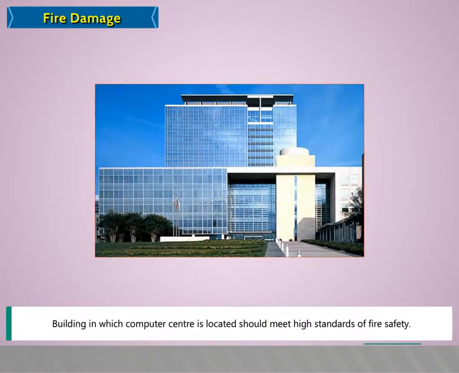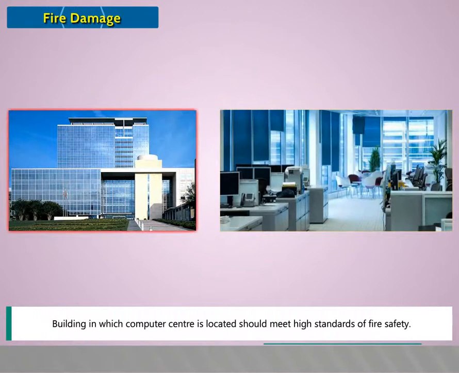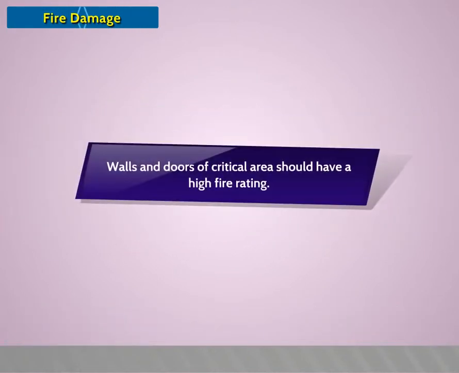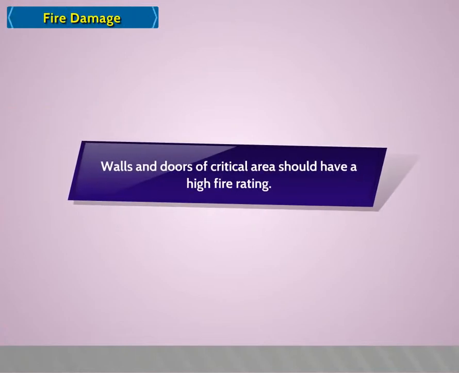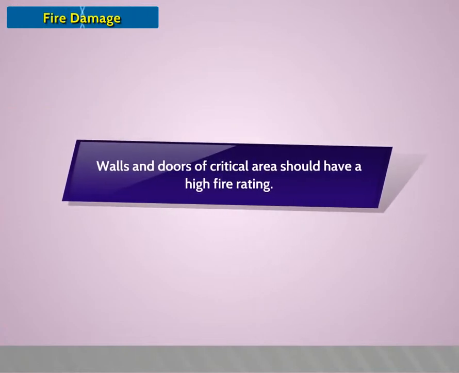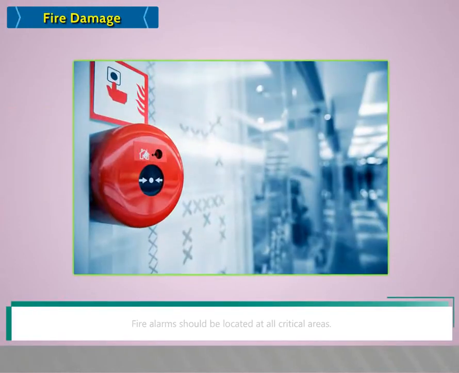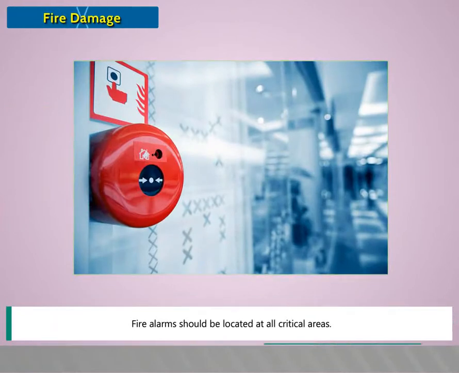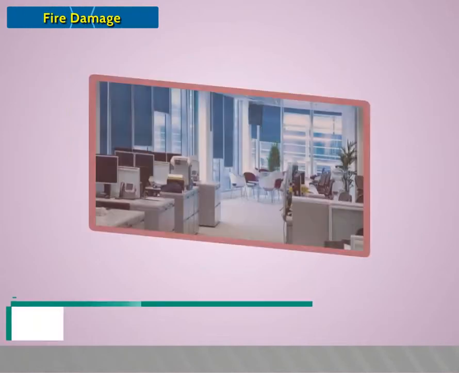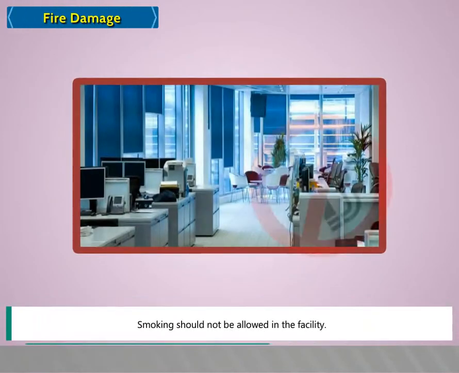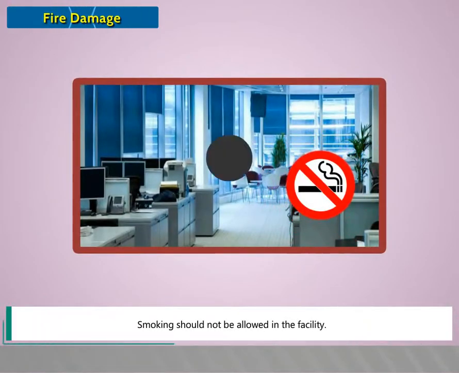The building in which the computer center is located should meet high standards of fire safety. Walls and doors of critical areas should have a high fire rating. Fire alarms should be located at all critical areas. Smoking should not be allowed in the facility.